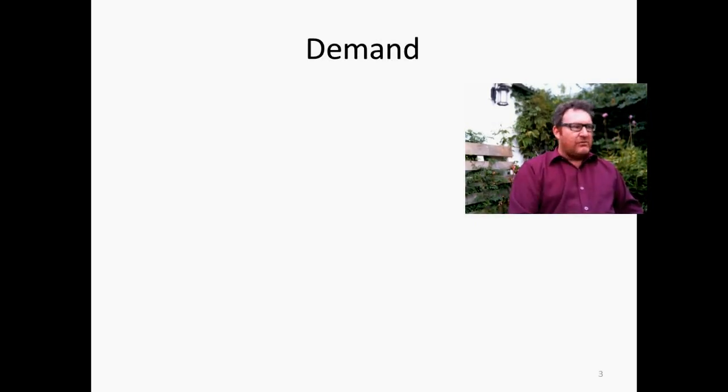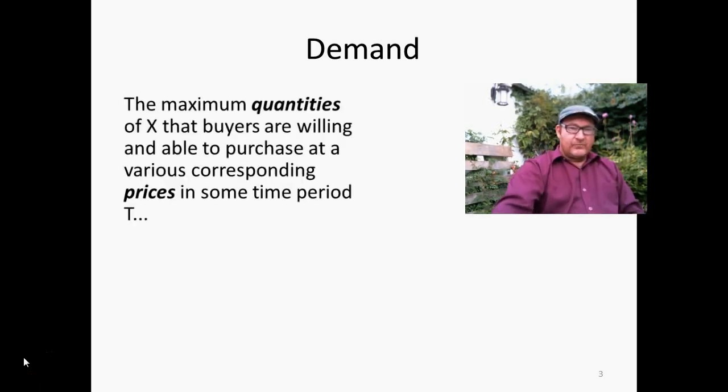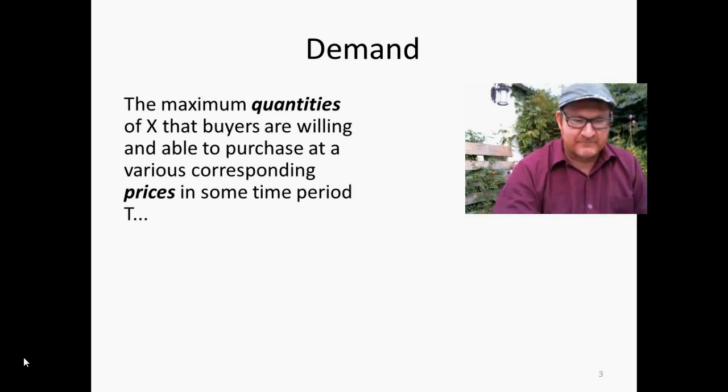Okay, now we've said this model is about supply and demand. Well, we have an abstract definition here, and it's this. The maximum quantities of X, whatever X happens to be, that buyers are willing and able to purchase at various corresponding prices in some time period T.